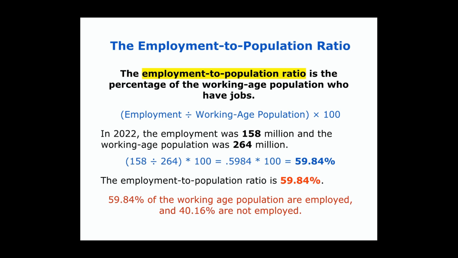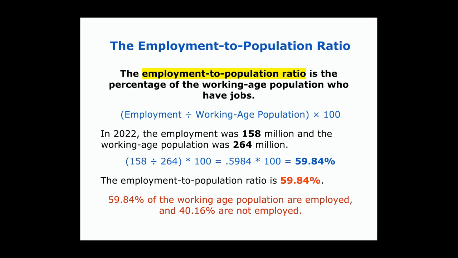Now, the second metric we can use is the employment to population ratio. And here we divide the number of people who are employed not by the labor force but by the working age population. This is how many of all the people who could be working, how many are actually employed. And so in this case, we take the 158 million people who are working divided by the total number of people who could be working, which is 264 million, and we come out with an employment to population ratio of 59.84%.